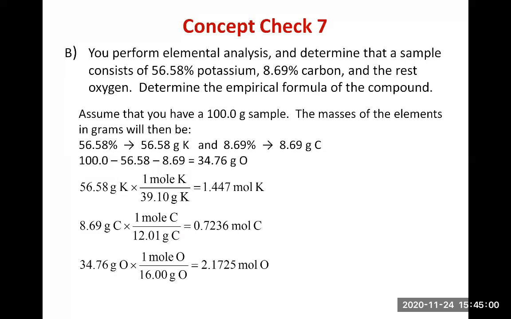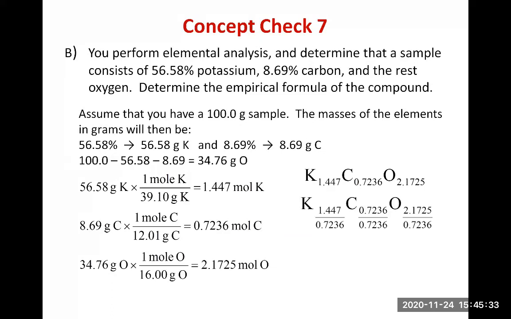Next, you want to write the pseudo formula with those numbers of moles as subscripts. So K 1.447, C 0.7236, and O 2.17025. So that's the pseudo formula. The next step is to divide each of these subscripts by the smallest one. And the smallest one is the one for carbon, 0.7236. So we will divide all of them by 0.7236.